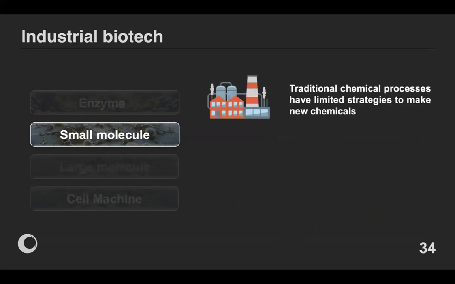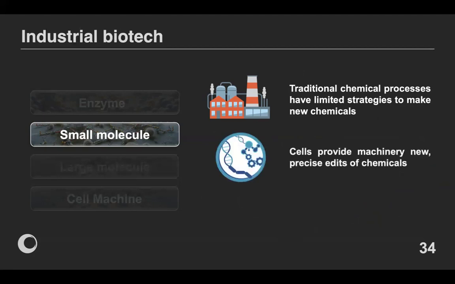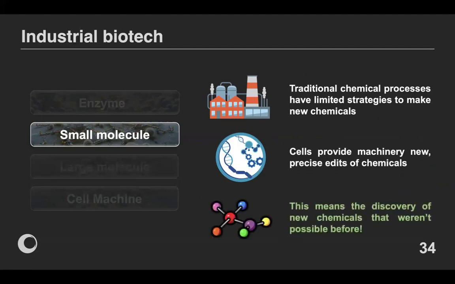And the second kind of motivation here is that if you look at traditional chemical processes, they have very limited strategies to make novel or new chemicals. What cells provide are new precise ways of actually editing these materials. Even though right now we are focused on engineering microbes to make chemicals that are available today, we can actually start thinking long term about making chemicals that weren't possible before.